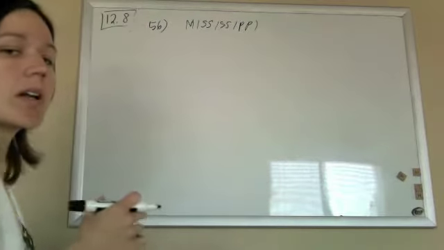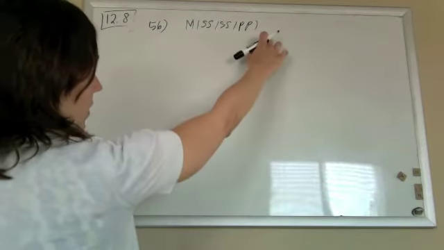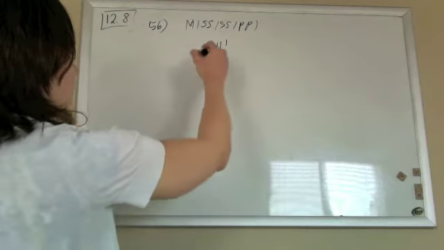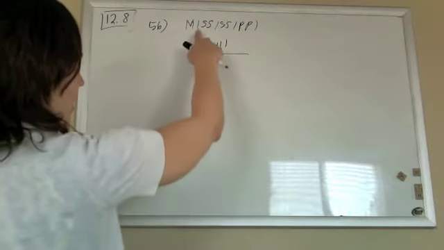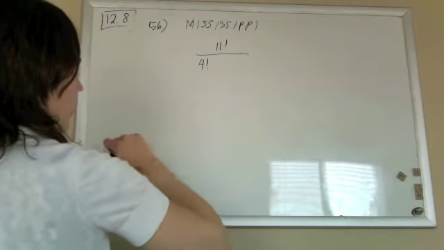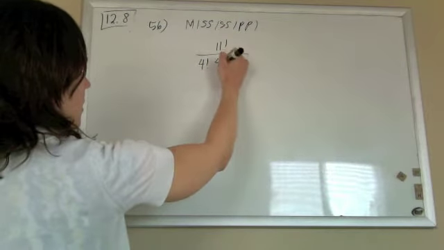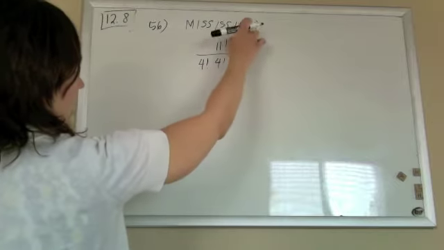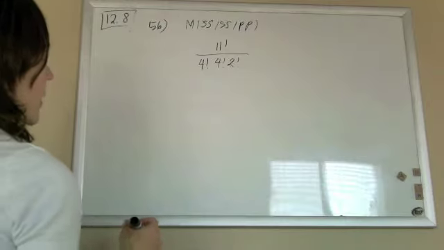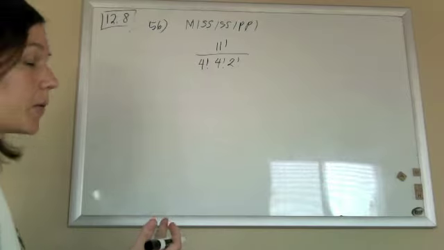MISSISSIPPI. And if we wanted the number of arrangements of these letters, we have a lot of repeats. So there are 11 letters there, but we have to divide out by the repeats. There are 1, 2, 3, 4 i's. So I'm going to divide by 4 factorial. 1, 2, 3, 4 s's. So another 4 factorial. And 2 p's. So another 2 factorial there. And the rest of them are just 1, so 1 factorial would just be 1 anyway.